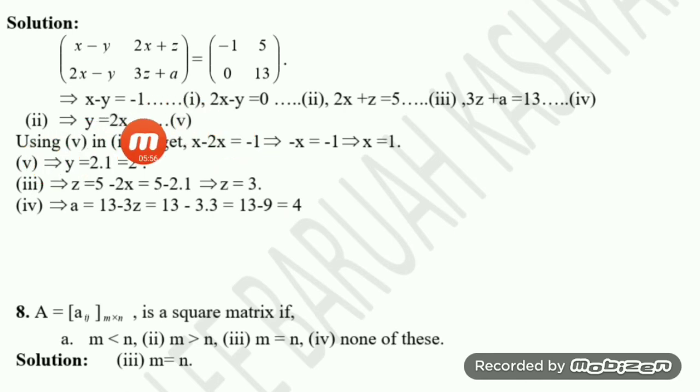So we have got y equal to twice x and we have used it in 1. Using it in 1, we get x minus twice x equal to minus 1. So minus x equal to minus 1, that is x equal to 1. After getting x equal to 1, I put it in 5. We will get y. 2 into 1 is equal to 2. So x and y we have obtained. Then you can put the x value here, we will get z. 2 into 1 plus z equal to 5. So z equal to 3. After getting z, you put it here. 3 into the value of z, 3 into 3 plus a equal to 13. So that gives you a equal to 4. Hope you understand the procedure.